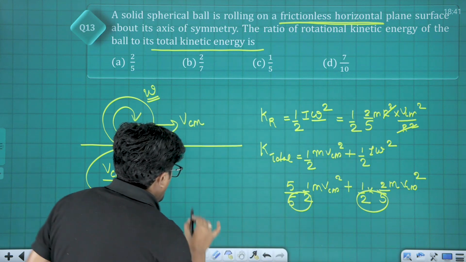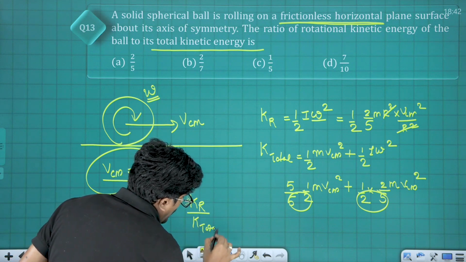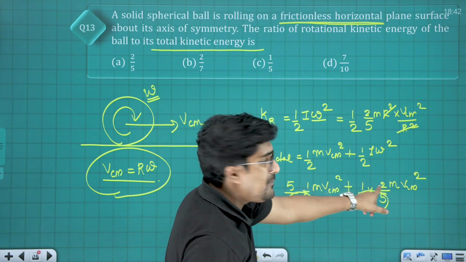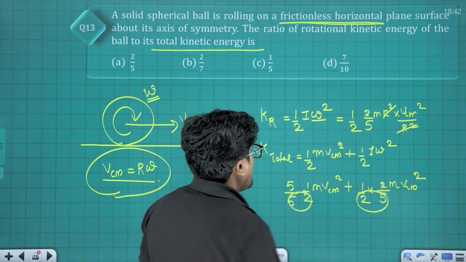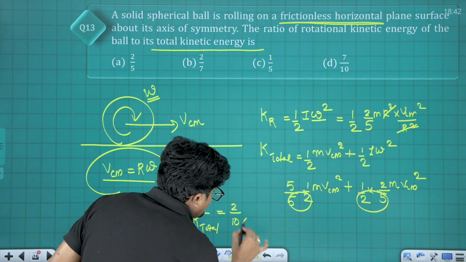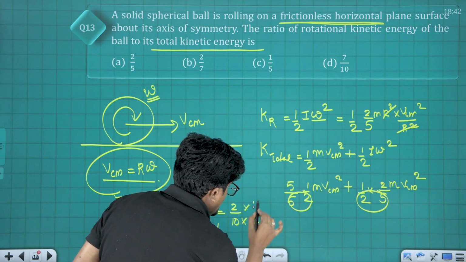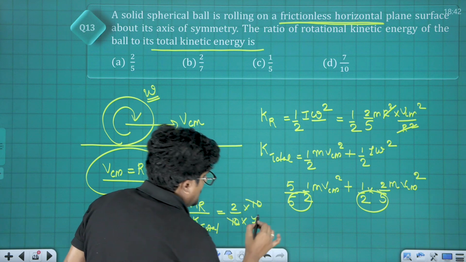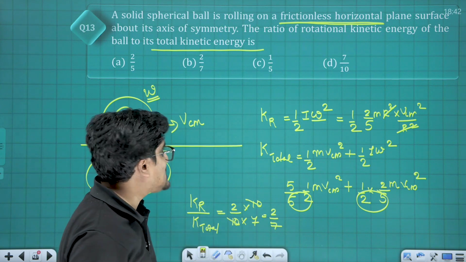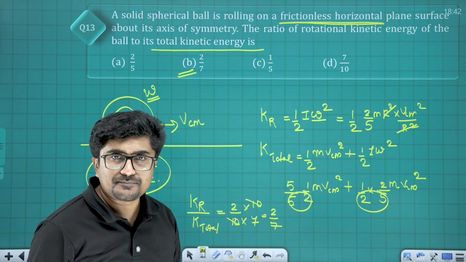Now KR, that is rotational kinetic energy upon total kinetic energy, is going to be, what happens? m into VCM square is going to cancel each other. So here this is 2 by 10 into 10 by 7. So 10 and 10 will cancel each other. So the answer is going to be 2 by 7. I repeat, 2 by 7 is going to be the ratio. That means option B must be the correct answer.